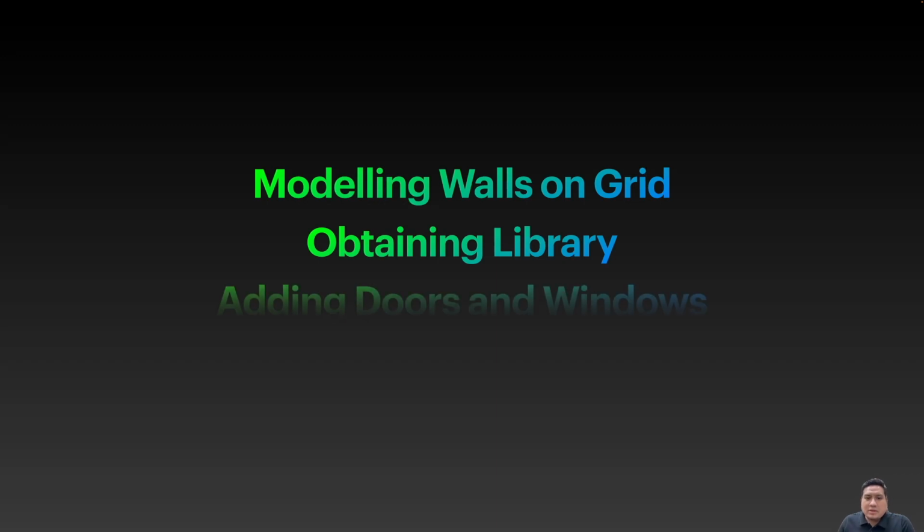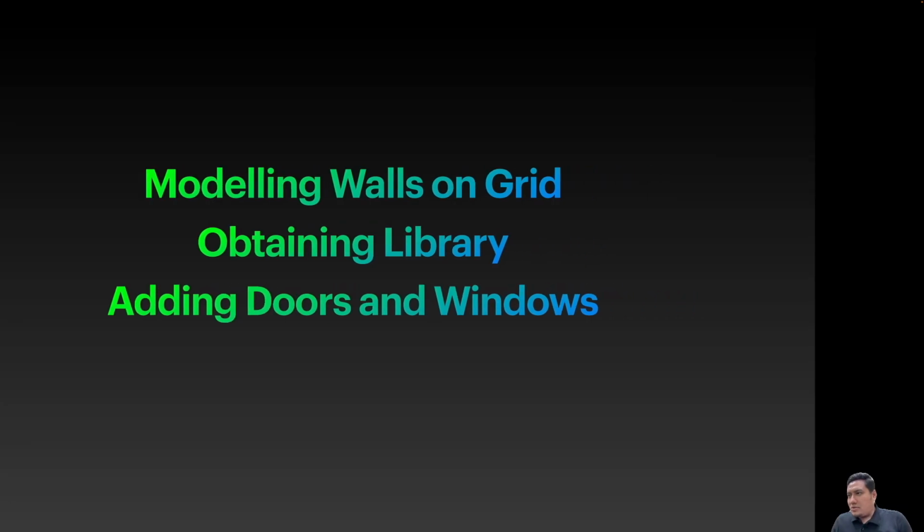And then the last part for this session, we're going to see how to add those libraries, which are the components. So for this session specifically, we're going to learn how to add the doors and windows components on top of the wall. Okay, so we're going to go to Autodesk Revit.